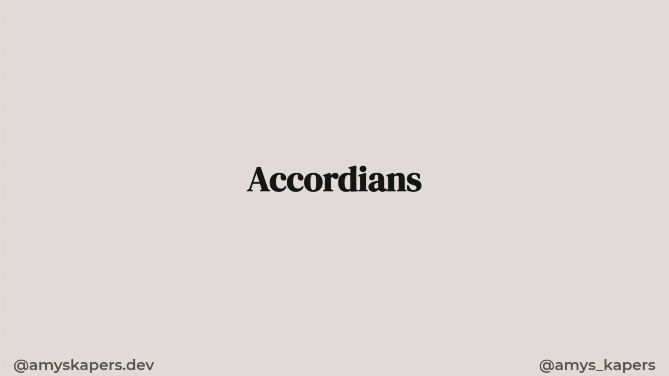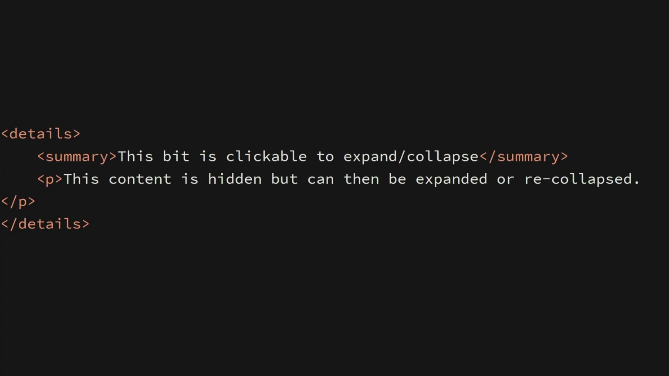Next we have accordions. Now, accordions are super easy because there's literally an HTML element for it. These are the details and summary elements. The details element is the overall container that wraps the whole section. The summary is the little clickable bit that we will always see, and then it just expands and contracts. We can put any other content that we like inside there.